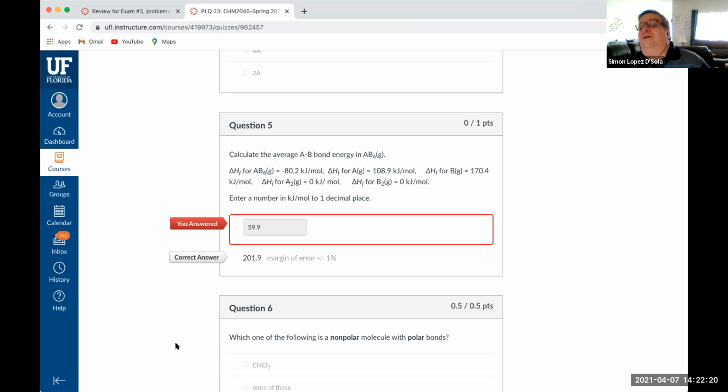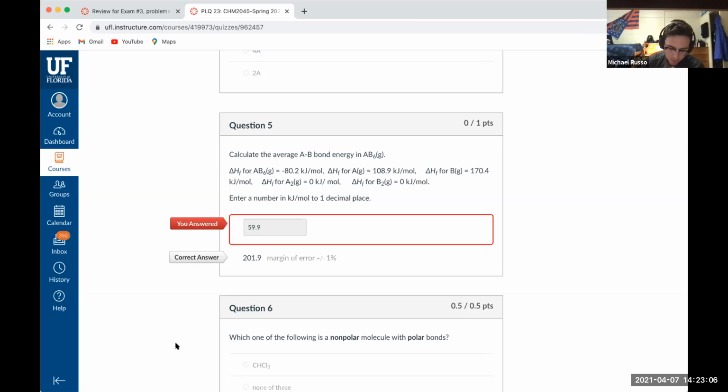what do you do? I'm asking you, what do you do in order to see why you think you fail? So I added up what A and B would have been. So I did 108.9 plus 170.4. But why A? No, you need to calculate the delta H of formation for AB6, in order to determine the total energy for the AB6 and then divide that by 6. This is what you need to do.